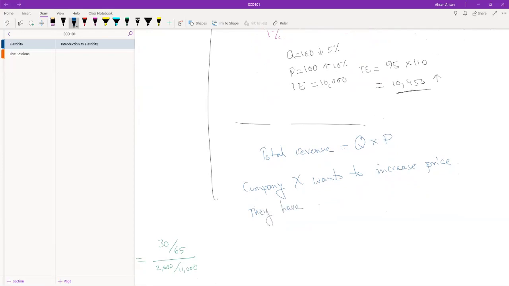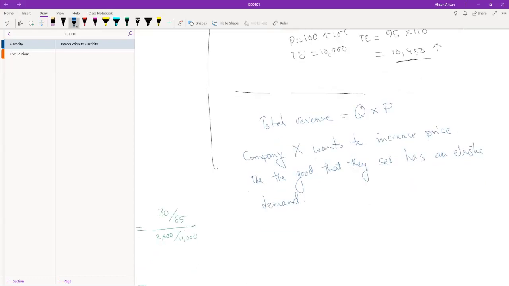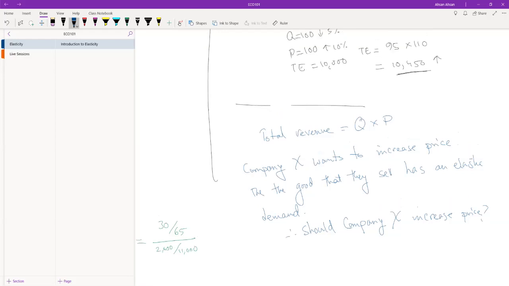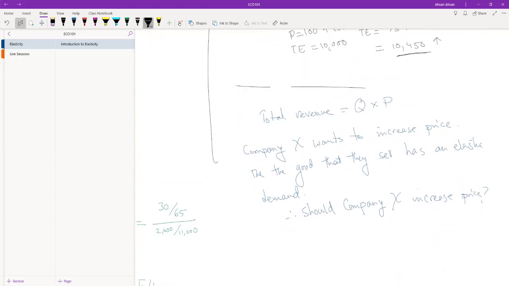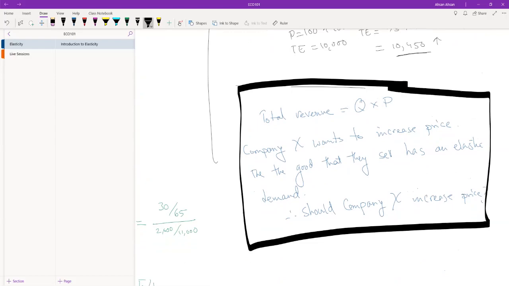The good that they sell has an elastic demand. So the question is, therefore, should company X increase price? Of course, we haven't talked about total revenue and whatnot, but if you have understood this explanation right here, you should be able to solve this as well. So I'm just going to leave this right here as a practice problem, and hopefully you can solve it on your own.